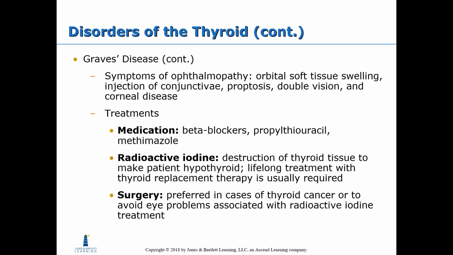Symptoms of cardiomyopathy or orbital soft tissue swelling, injection of conjunctivae, proptosis, double vision, and corneal disease. Treatments: medications like beta blockers, radioactive iodine, or surgery.